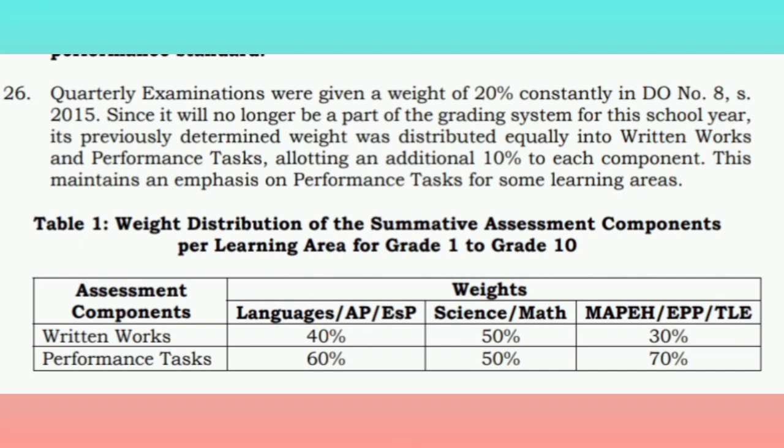Let us look at the given table for the weight distribution of the summative assessment components per learning area for grade 1 to grade 10. An example here is languages, AP, ESP, 40% for written works, and 60% for performance tasks. While for science and mathematics, we have 50% for written works and 50% for performance tasks. While for MAPEH, EPP, TLE, we have 30% for written works and 70% for performance tasks.